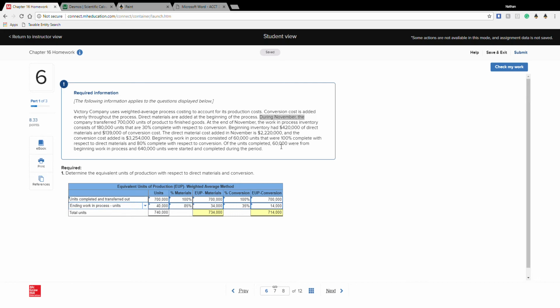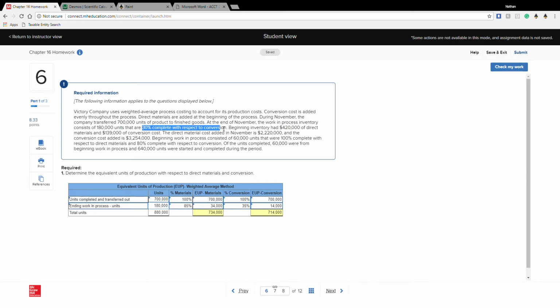Of these units completed, 60,000 were from beginning work in process, and 640,000 units were started and completed during the period. I don't know why they repeat, but they repeat. Anyway, our ending units was 180,000. Again, at the end, work in process consists of 180,000 units.